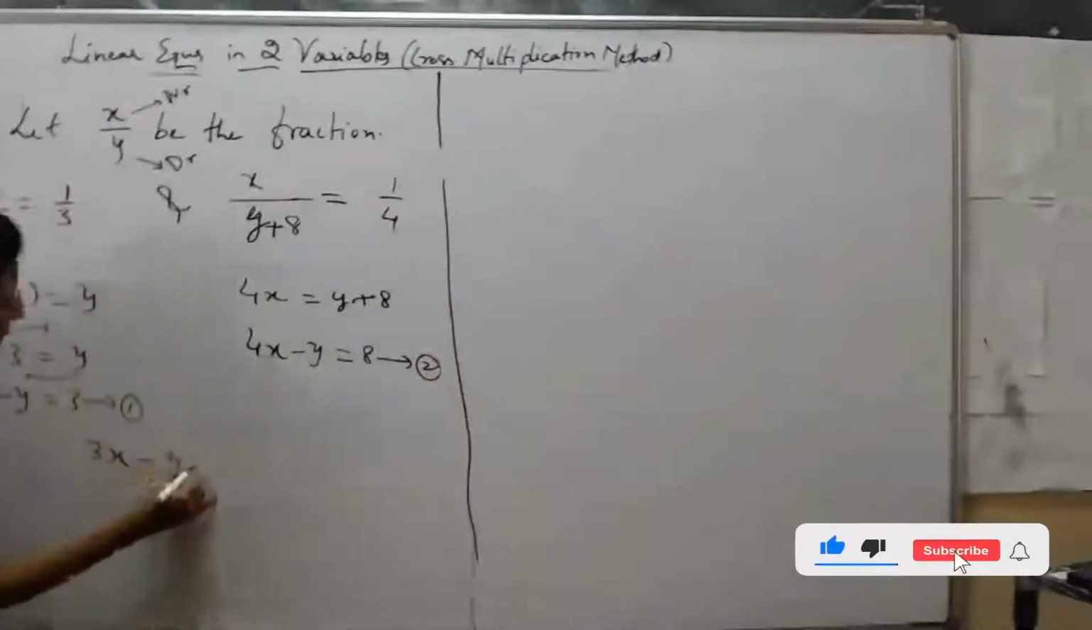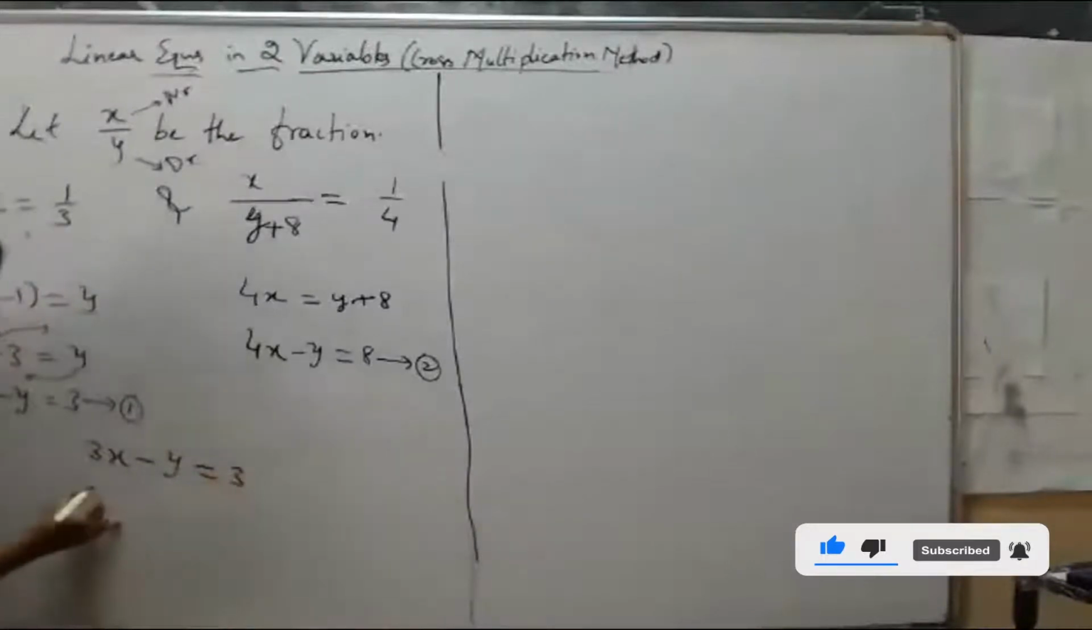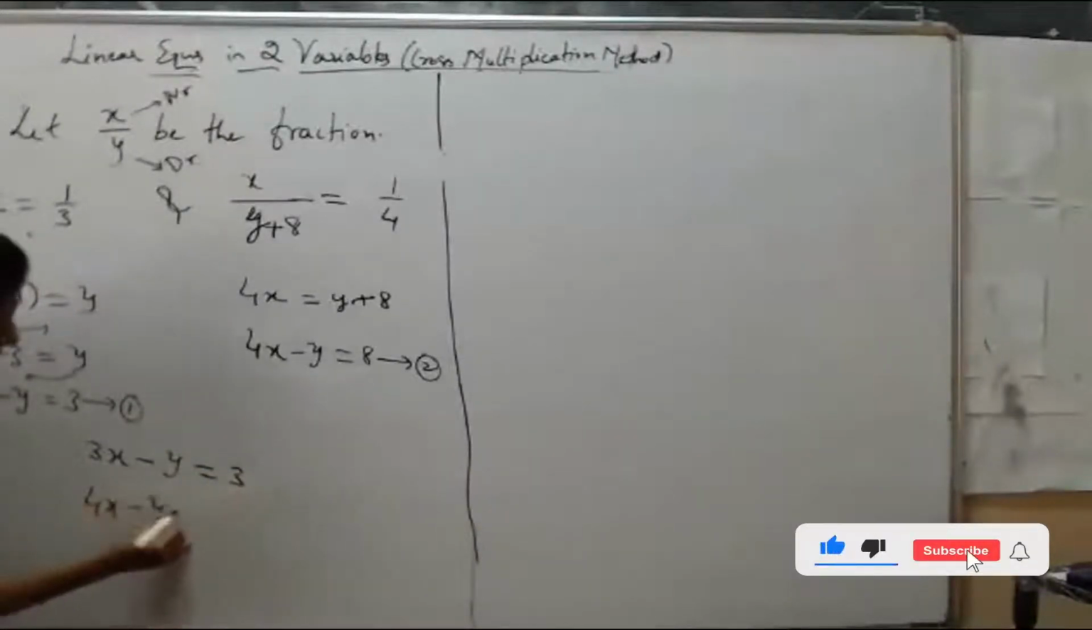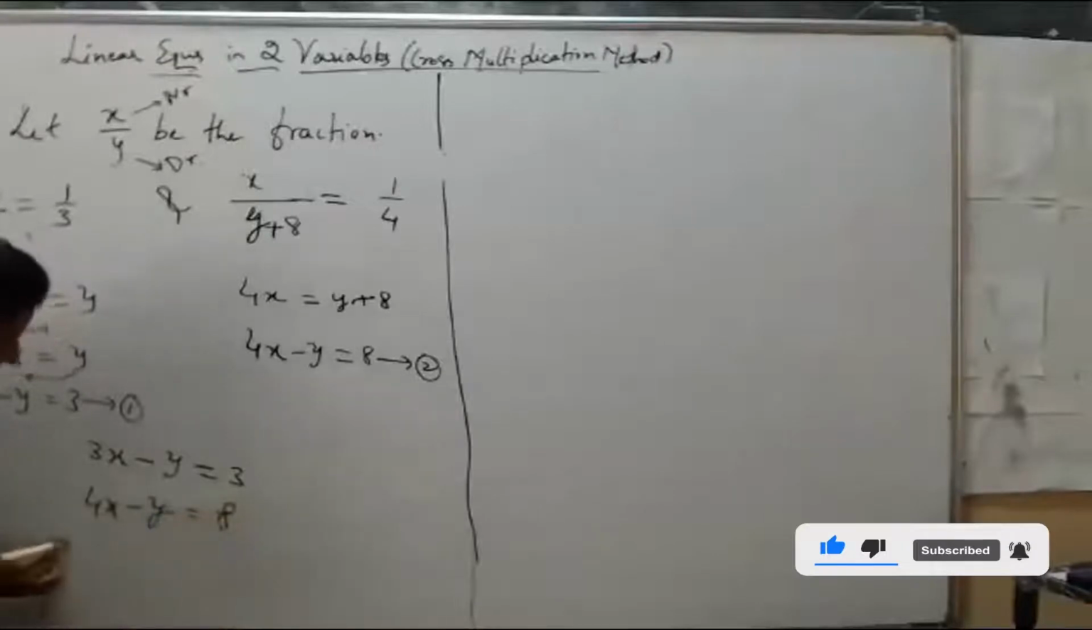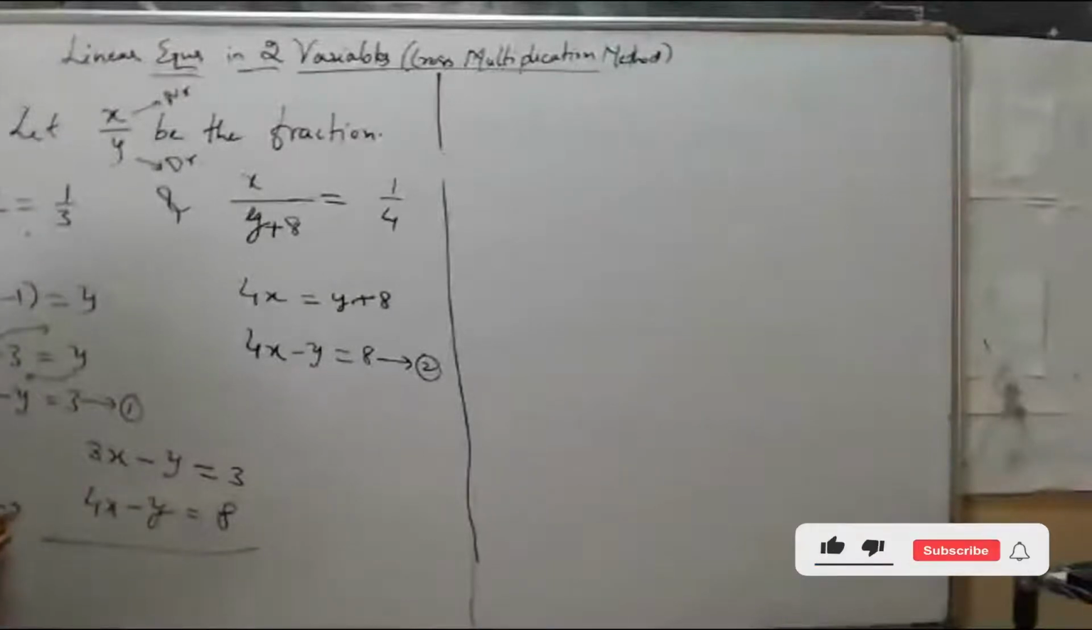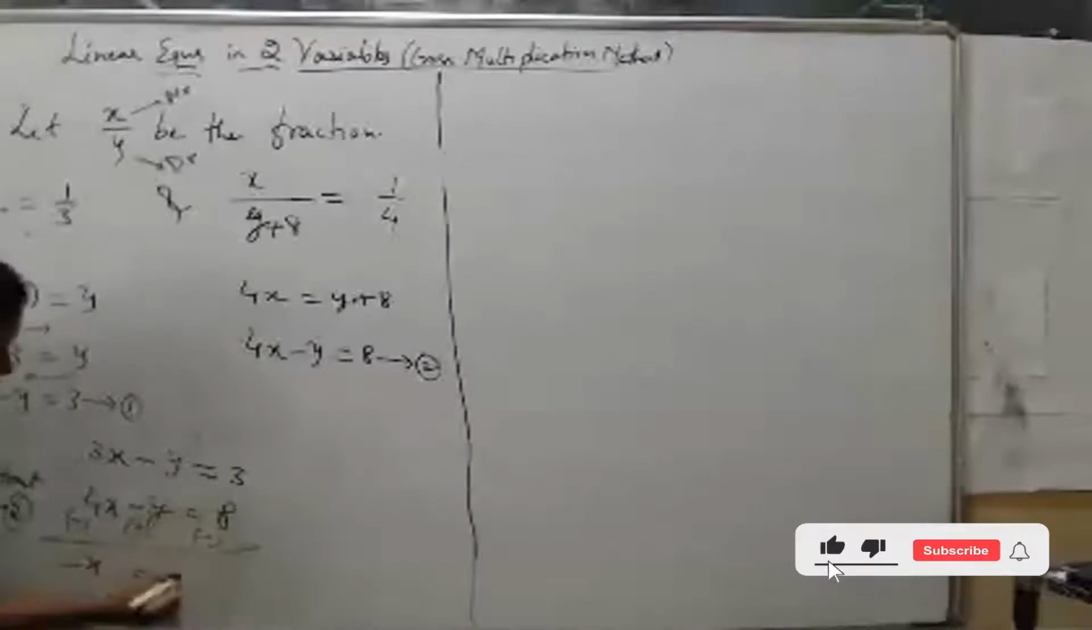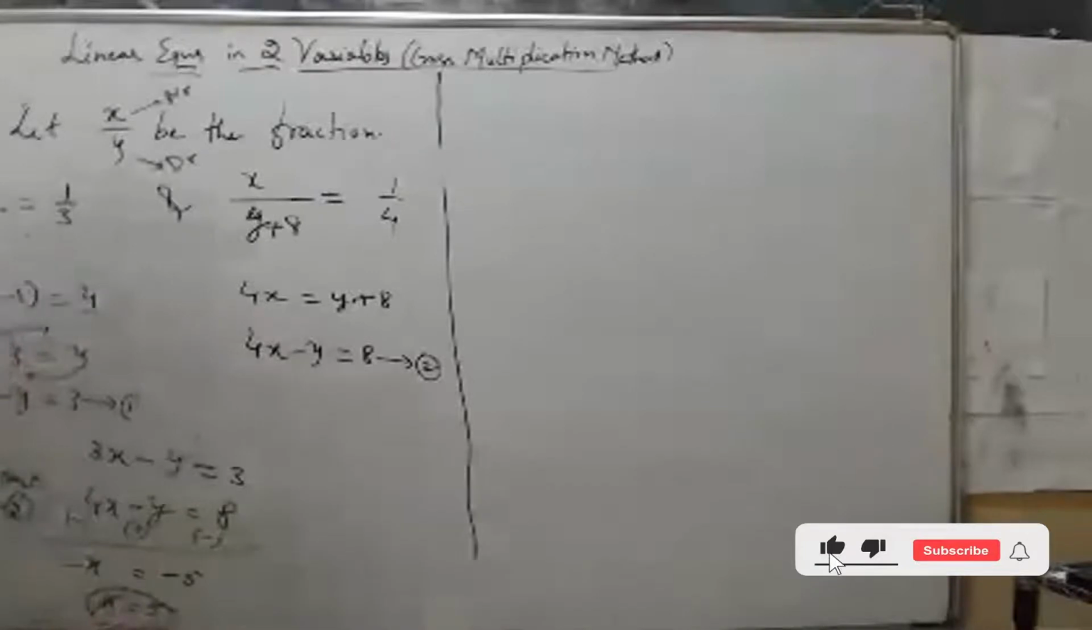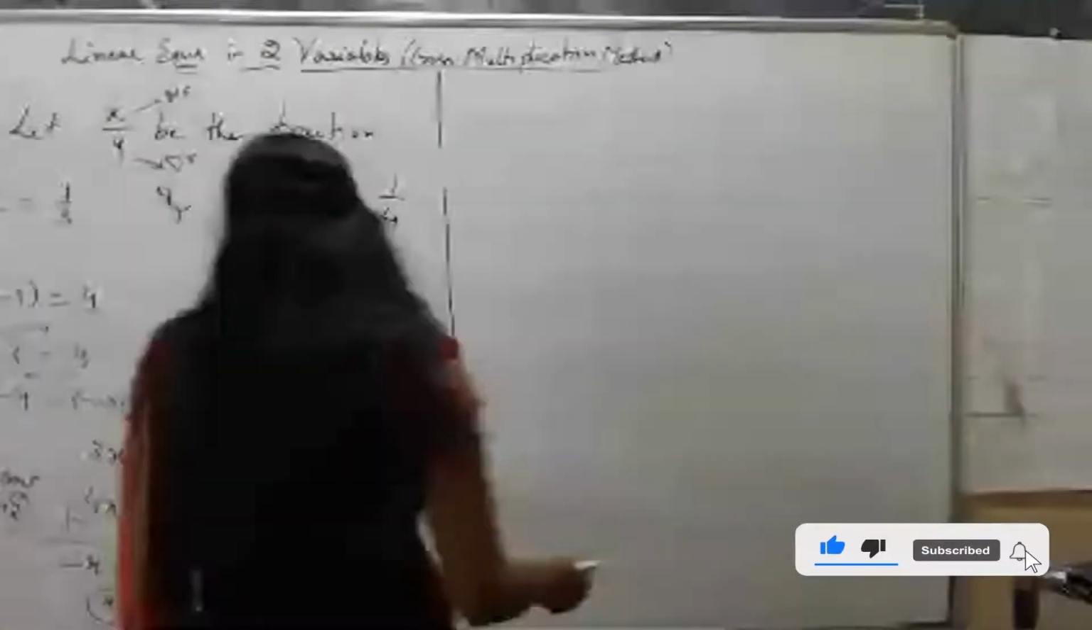3x minus y is equal to 3. 4x minus y is equal to 8. What we have to do, same sign is there, so subtract 1 minus 2. What happens? Plus becomes minus, minus becomes plus. These two get cancelled. Here minus x is equal to minus 5. Minus minus cancel, x is equal to 5. We got x value. Substitute in any of these two equations.